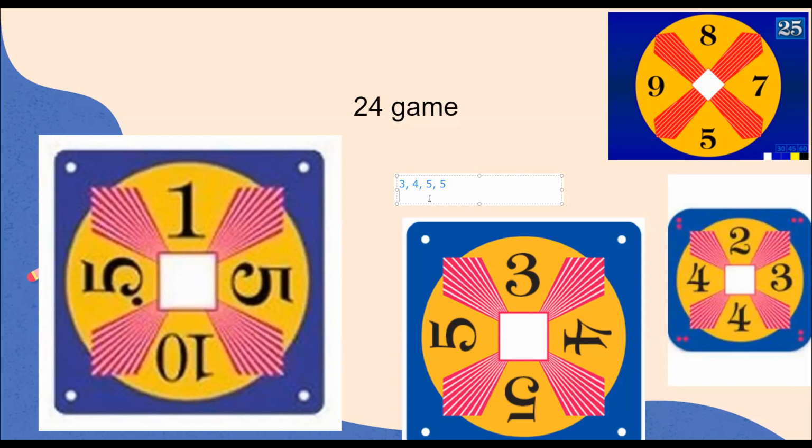Oh, alright. So what you would do is multiply 5 and 5 to get 25. And then you would just subtract 4 minus 3. So that would be equal to 25 minus 1, which is equal to 24. Does everyone get that?